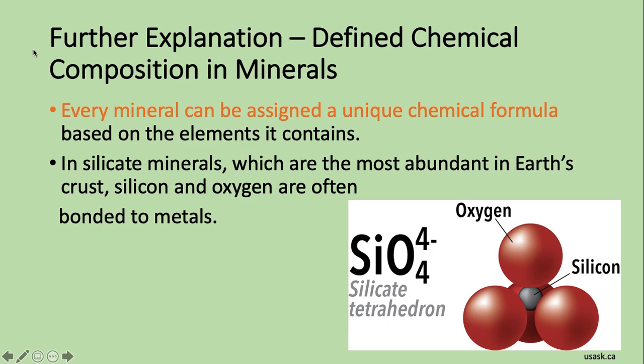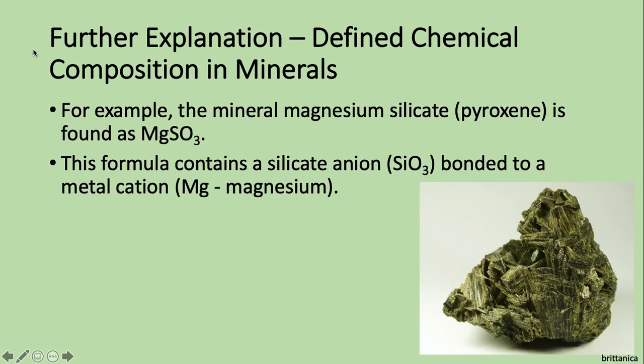In silicate minerals, which are the most abundant in Earth's crust, silicon and oxygen are often bonded to metals. For example, the mineral magnesium silicate, also known as pyroxene, is found as MgSiO3. This formula contains a silicate anion, SiO3, bonded to a metal cation, magnesium.